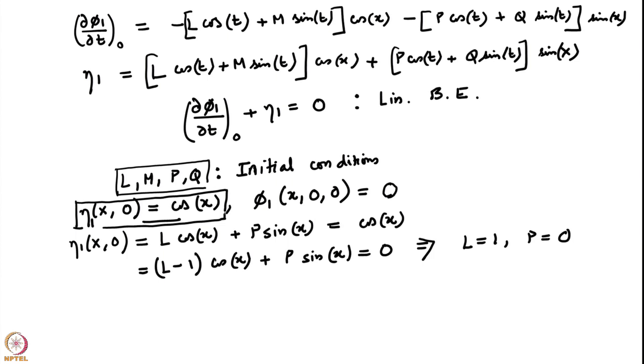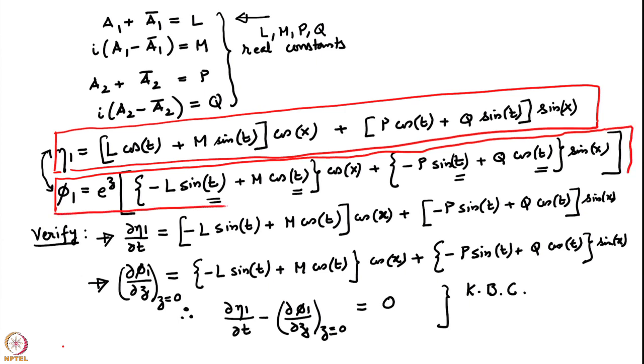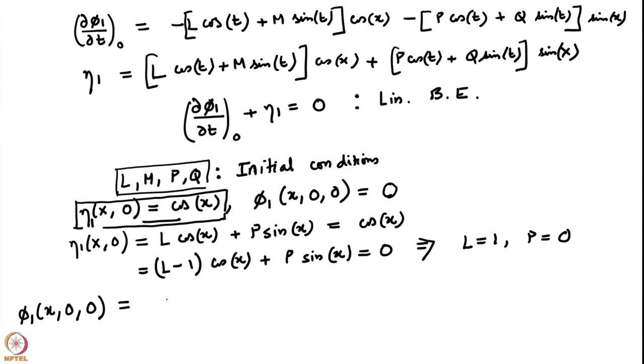What about the value of M and Q? Those will come from the second condition. So, once again, phi 1 of x at z is equal to 0 at time equal to 0, let us obtain. For that we just go to the other expression, and we substitute z is equal to 0 and t is equal to 0 in this expression. So, once again e to the power 0 will just be unity, and when you substitute time equal to 0, some terms will go to 0. We will write down what is left. So, it would be M cos x plus Q sin x is equal to 0. This basically, once again by the same arguments, M is equal to Q is equal to 0.